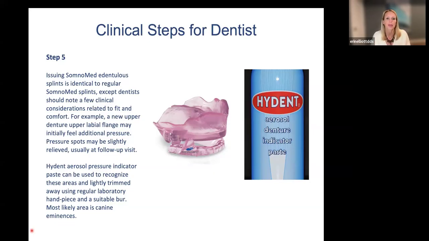But if there are any particular sore spots, my favorite way to adjust for them is with Hydent. You can use traditional pressure indicator paste, but the way that this goes on so uniform, it shows those wear spots so beautifully, and it cleans up really nice. So again, usually the sore spots are in the vestibule if they're not used to having them so high, as well as the canine eminences. And I just use a regular acrylic burr. It works great.